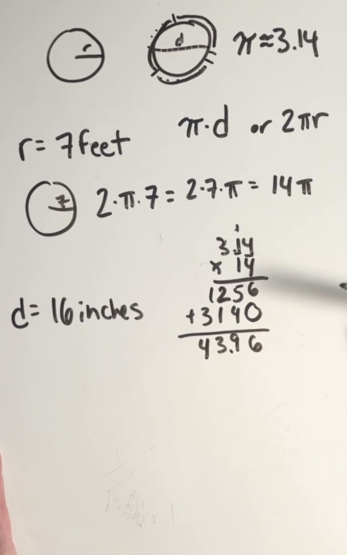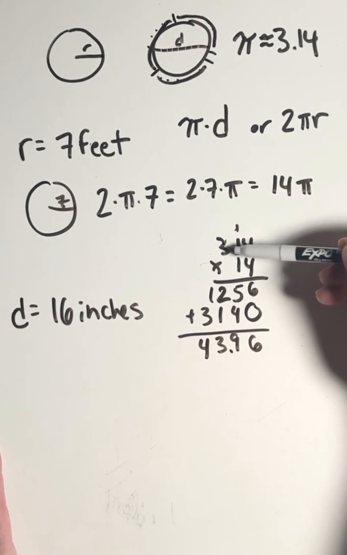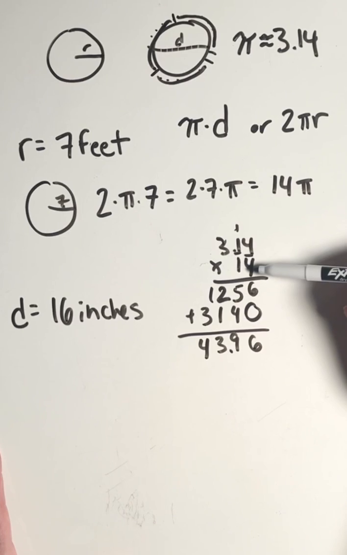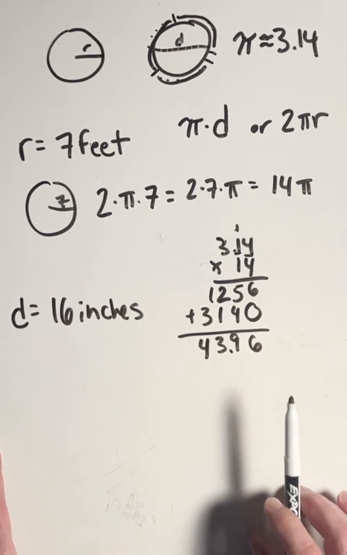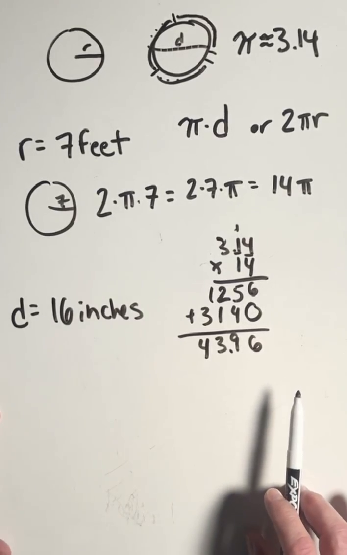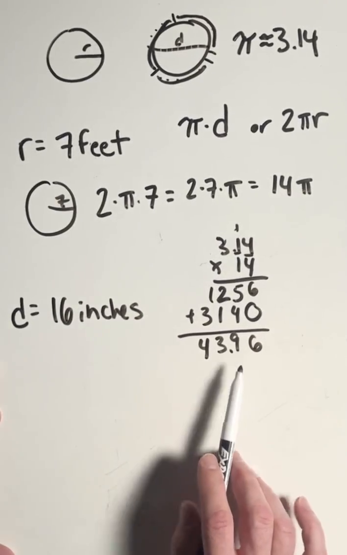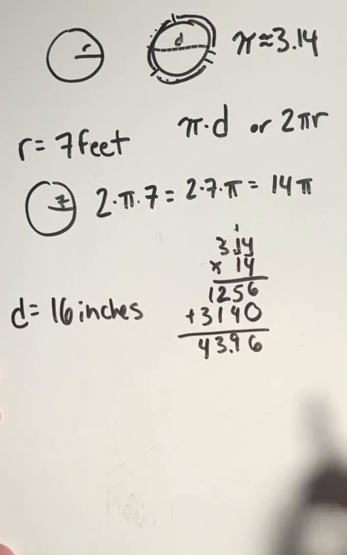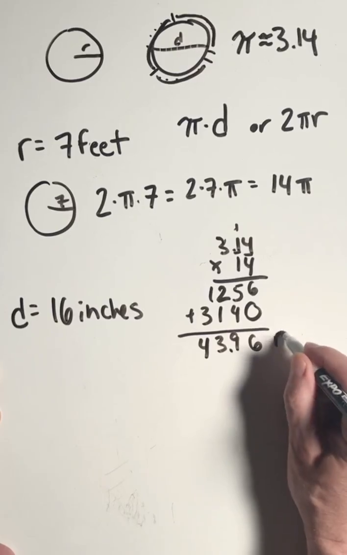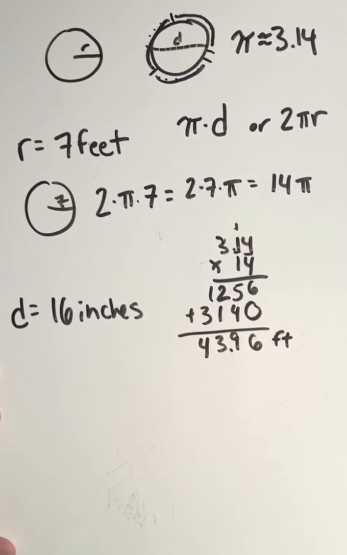And estimating, like we did earlier, around 3 times 14 would be 42. Well, this is a little bigger than 3, so my answer should be a little bigger than 42, and it is. So that would mean that the distance around a circle that has a radius of 7 feet would be around 43.96 feet.